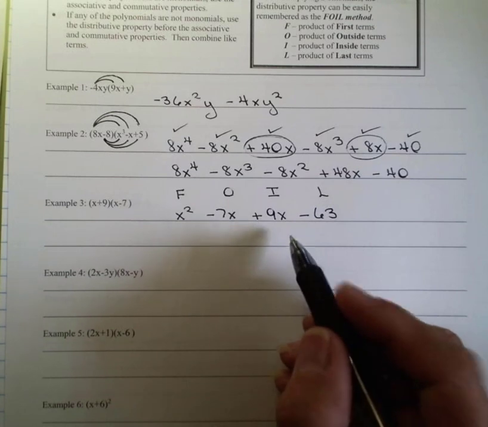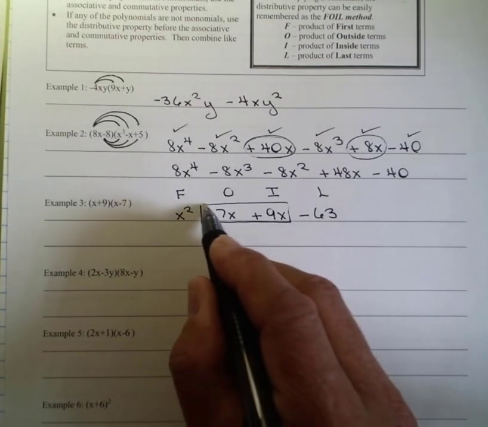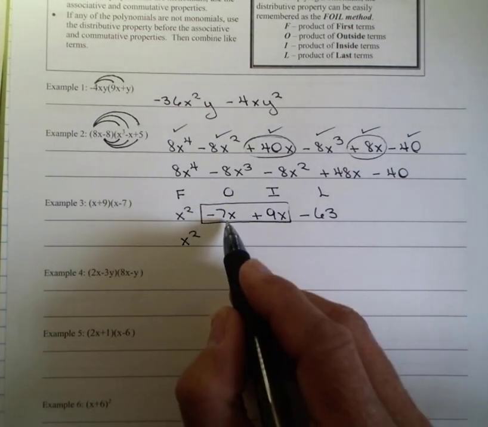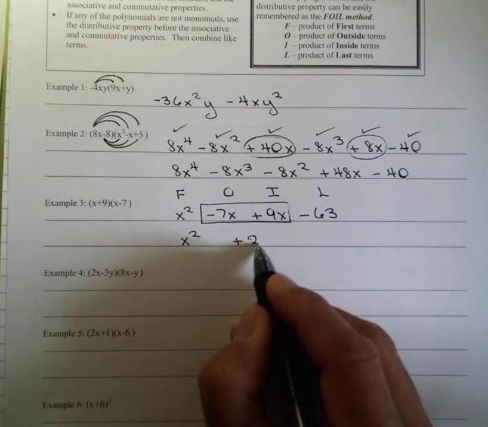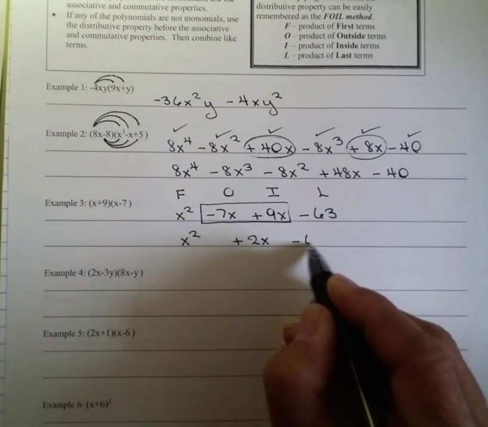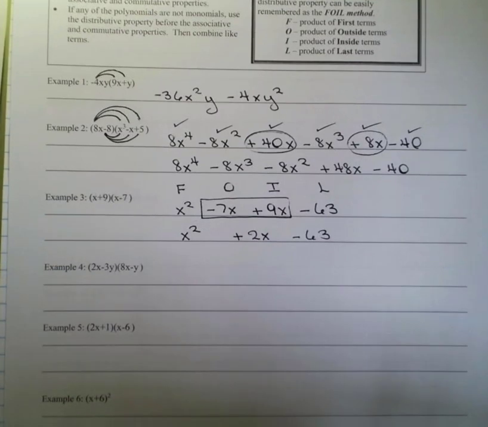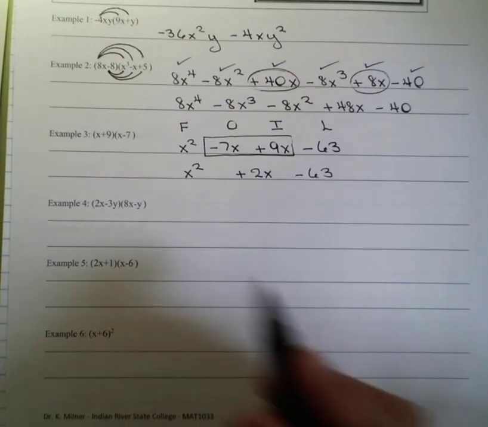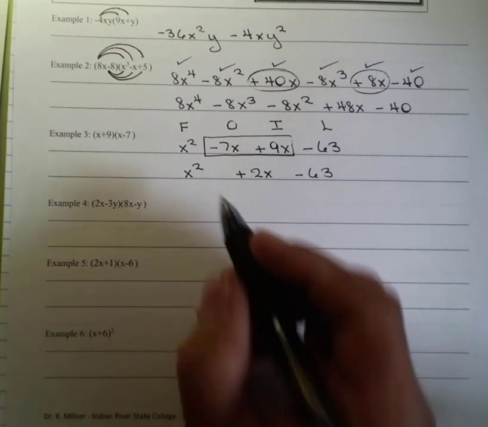Now, when you FOIL, the advantage is the like terms, if you have any, are going to be right here in the middle together. So I've got x squared, and then I can combine negative 7x and positive 9x, I'll get a positive 2x, and the rest of them I can just bring down. I end up with a trinomial, which is the most common scenario when you FOIL two binomials. You multiply two binomials together. Let's look at this second one. It's another FOIL example, binomial times binomial.